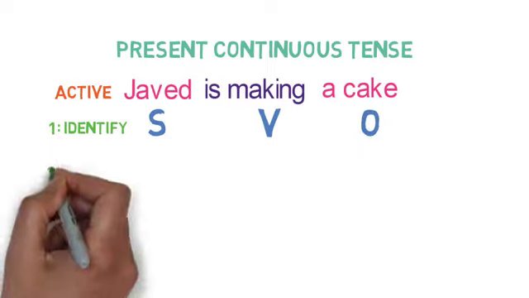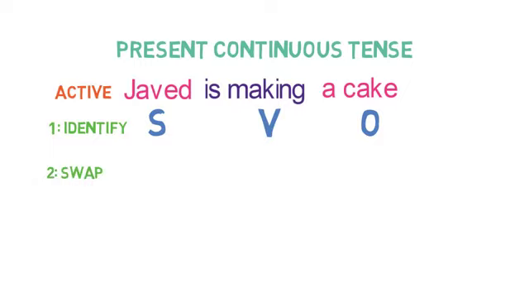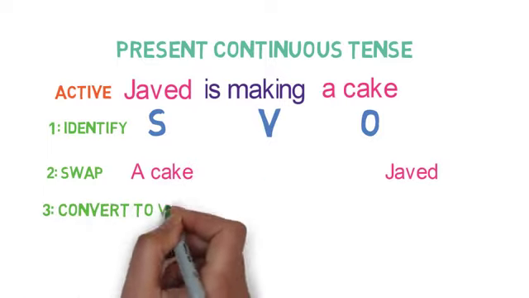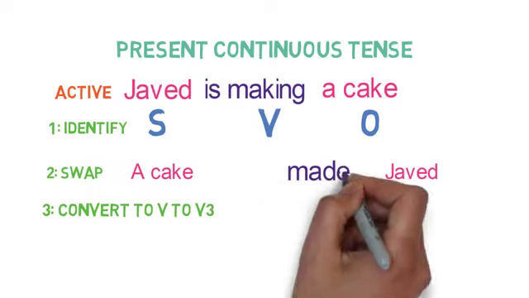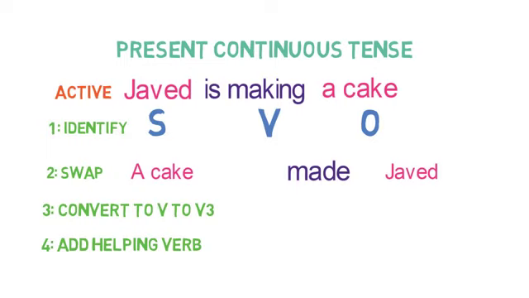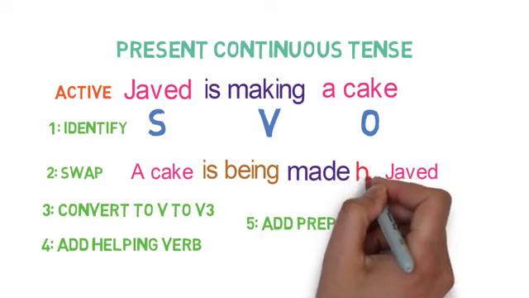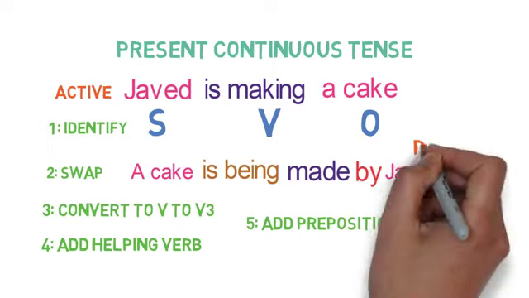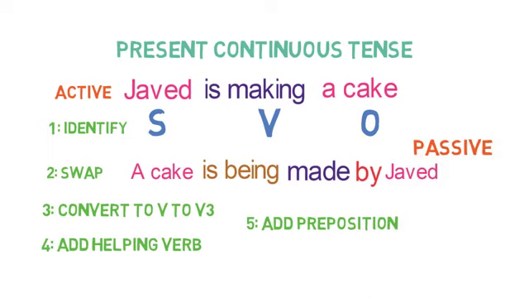Now, in step 2, we need to swap the position of subject Javed and the object a cake. After that, in step 3, we need to convert the verb to its third form. So, it will be made. Now, moving to step 4, we need to add a helping verb of to be. In present continuous, we add here is being. Lastly, to make the sentence complete, we attach by before the subject. Final passive voice sentence is a cake is being made by Javed.